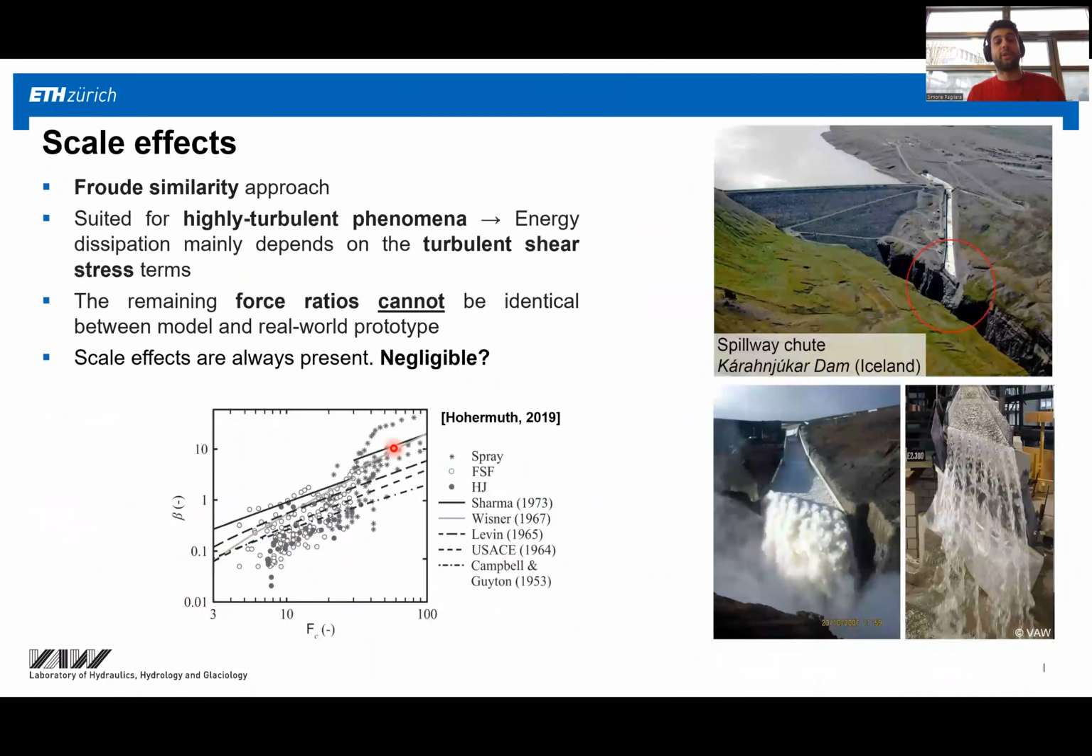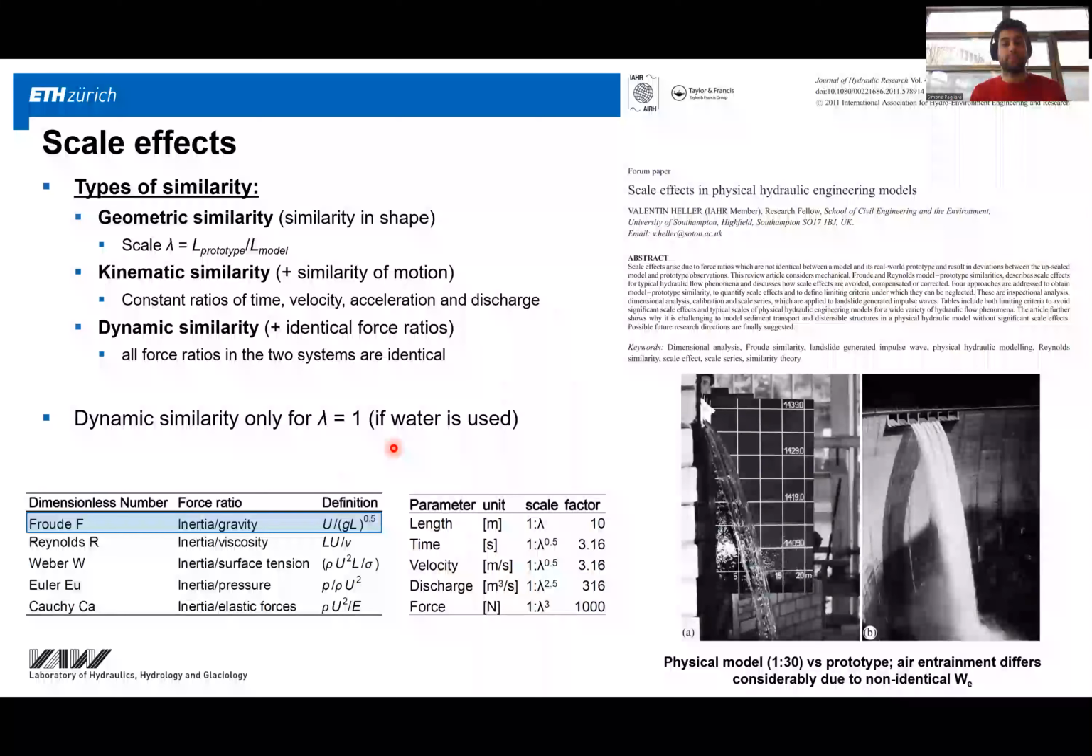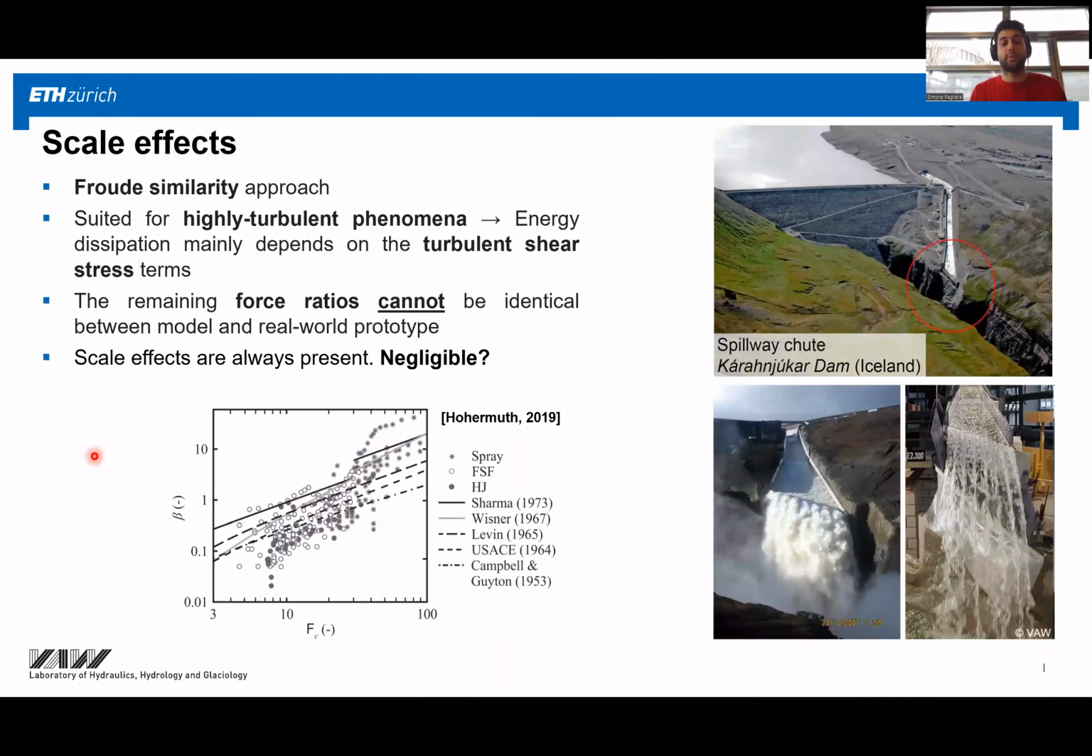And in the case of my model, we scaled with Froude similarity, so we are trying to match the Froude number between model and prototype. This is good for highly turbulent phenomena because the energy dissipation mainly depends on the turbulent shear stress. However, all the remaining force ratios cannot be properly scaled. Is this a problem? It could be, because scale effects might not be negligible.